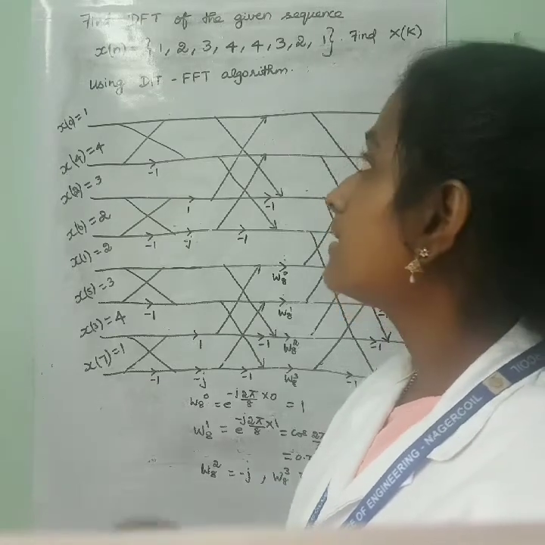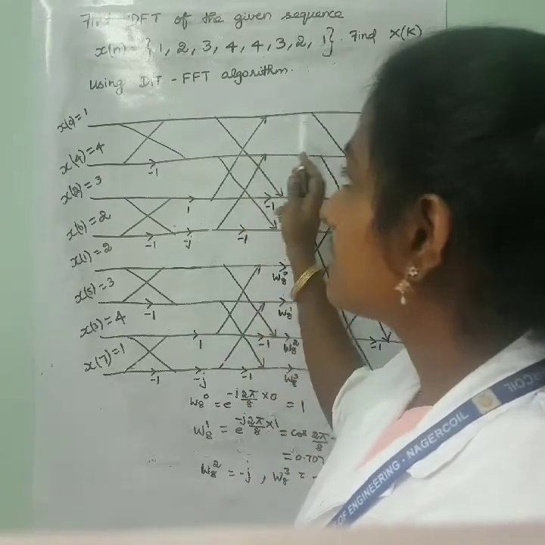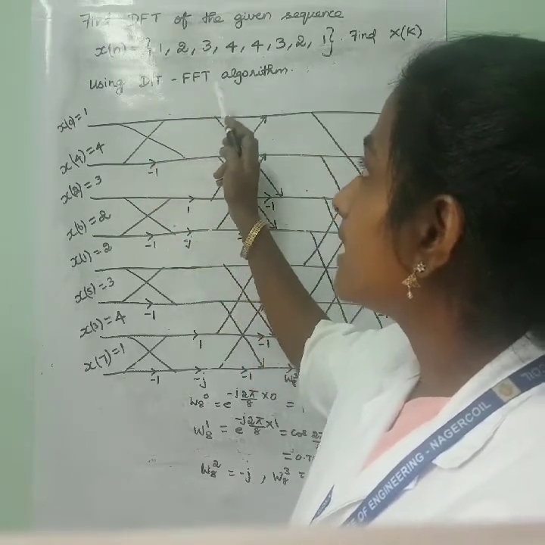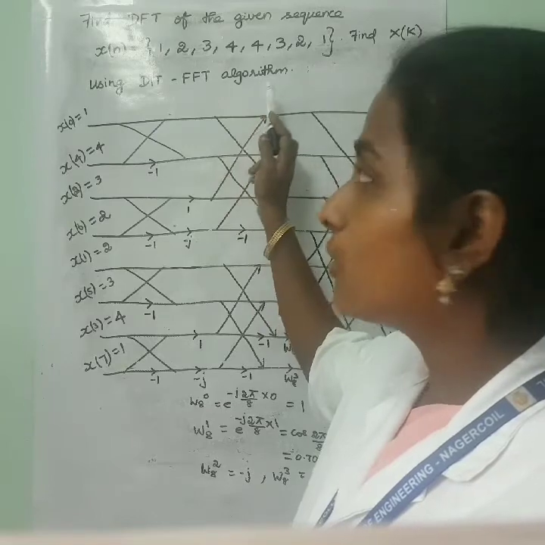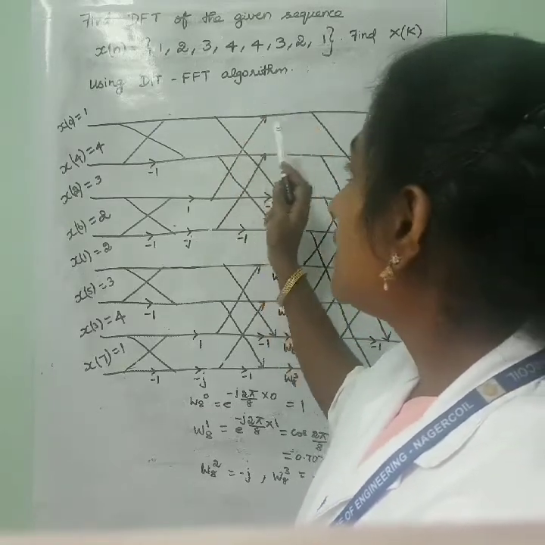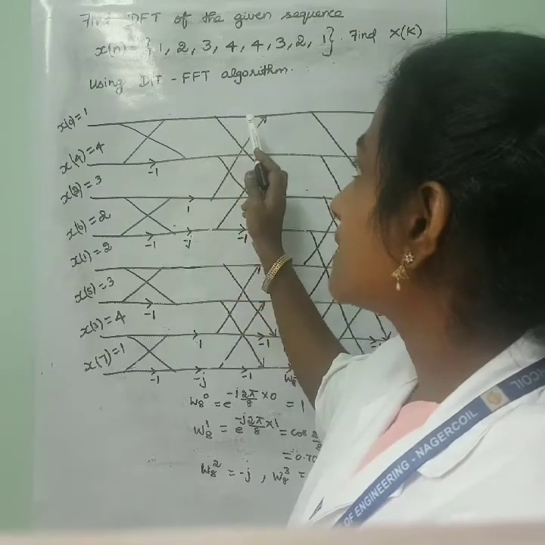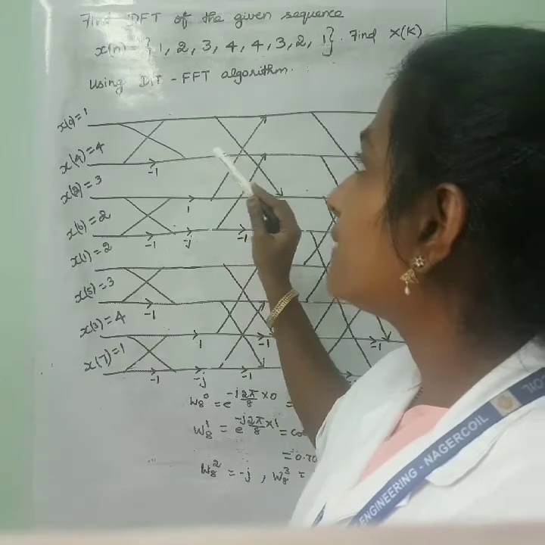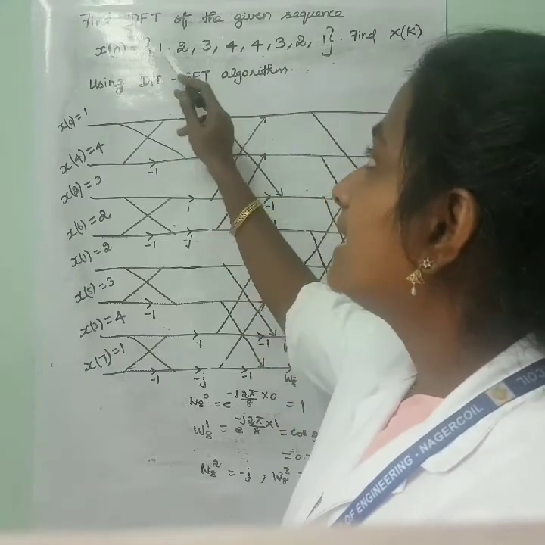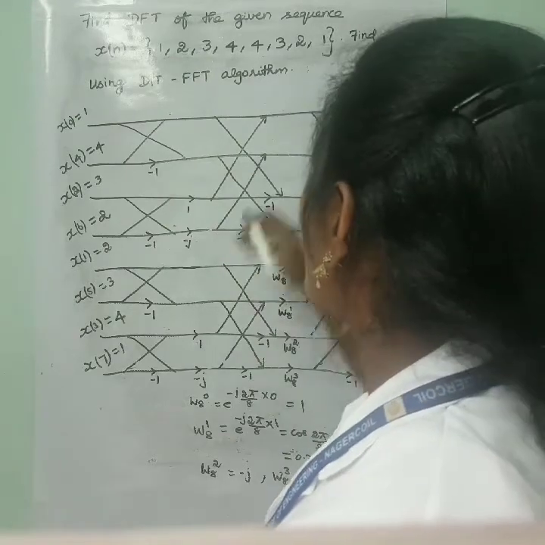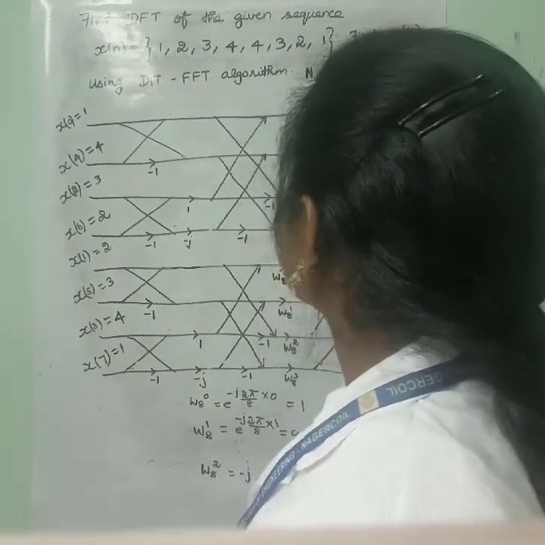Today I am going to teach a problem on the DIT algorithm. The question is, find the DFT of the given sequence x of n equal to 1, 2, 3, 4, 4, 3, 2, 1, using the DIT FFT algorithm, and find x of k. Here the value of N is 8, that is, we have 8 elements, the length of the sequence is 8.